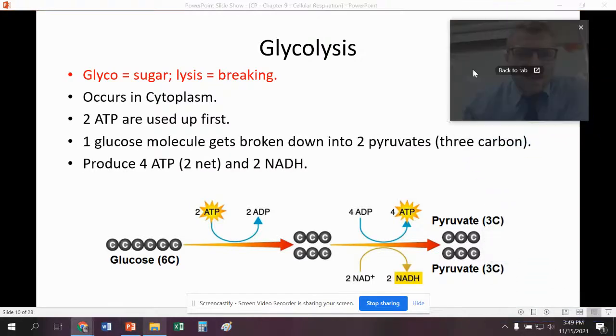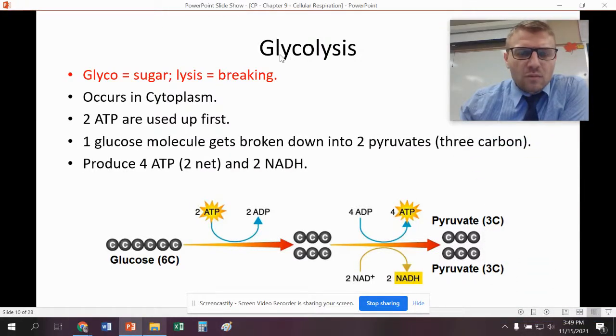So remember that in glycolysis, glyco means sugar and lysis means to break. So this is the initial breakdown of sugar. This occurs in the cytoplasm. 2 ATP are used up first to break down this molecule. So we have this molecule, glucose. I only show 6 carbons here because the glucose molecule is pretty complex, and I only care about in this class where the carbons are.